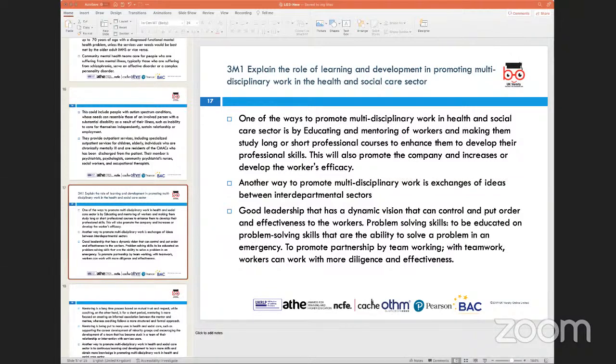At some stage, when we look at the process of learning and development, what we want to understand is why this is crucial to promoting multidisciplinary work, and why various types of professionals from different disciplines have to collaborate and share expertise in order to make the service available to the patient. So here, the concept of learning and development means you're looking at enhancing the understanding of people who work within this sector.